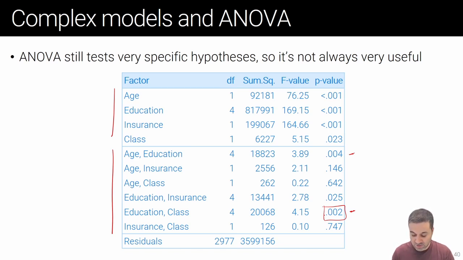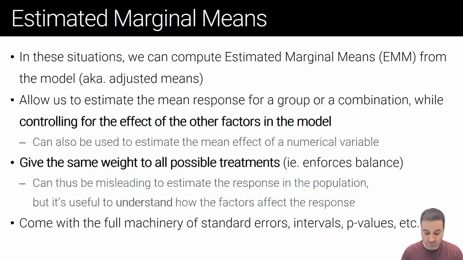I know there are differences in those combinations of education and class, but where are those differences? And what if I want to test specific combinations? And the same thing happens here with the main factors. Yes, there are very clear differences between education levels, but where exactly and what kind of differences are there? Can I test specific education levels? So yeah, ANOVA only tests very general hypotheses. It's not very useful here. So what can we do?